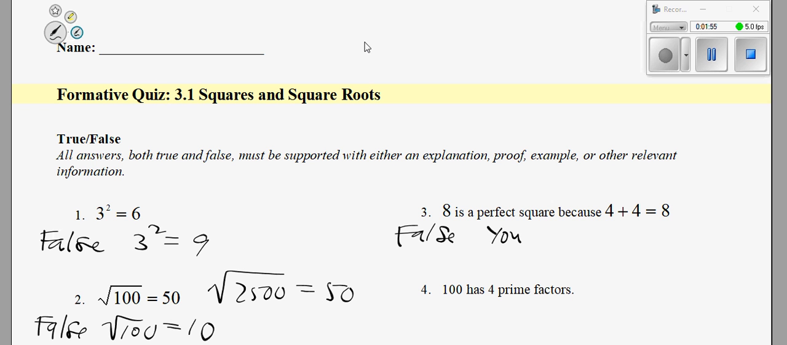You can't add numbers. You must multiply the same number. Or a better way to say it is, perfect squares are created from the product of two numbers, not the sum. That would be the better one. Either way, false with any kind of answer to prove it would be fine.